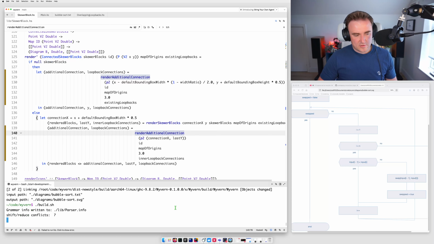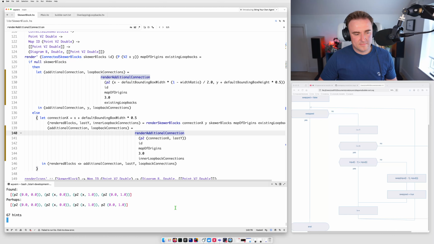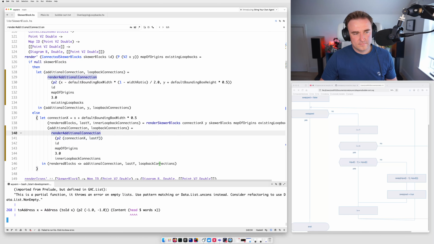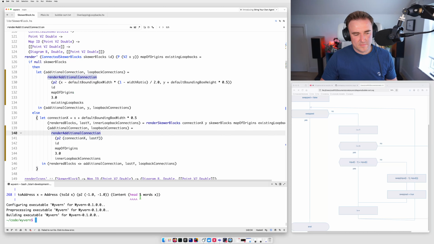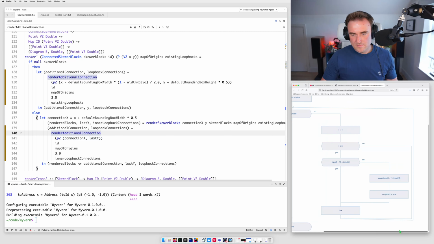Let's build it for a formatting pass. I'm not sure what was wrong with that before. Oh, so it actually coincidentally looks very nice. The loopback is here. This is how it should be.